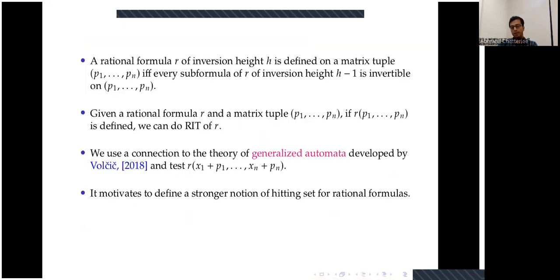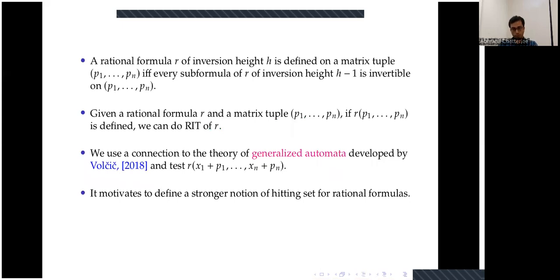And what we observe is that if a rational formula R is given to us along with a matrix tuple P1 to Pn such that R is defined at P1 to Pn, then we can do rational identity testing. We can construct a hitting set for R efficiently. To show that, we use ideas from a nice paper of Volčič, Matrix Coefficient Realization Theory, where he introduces this notion of generalized automata. I'm not going to define this notion.